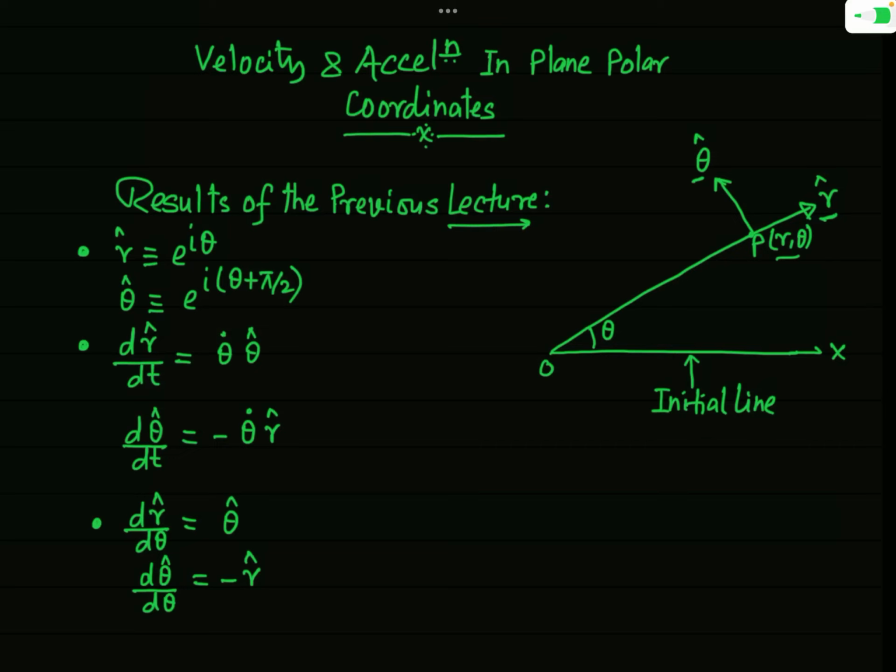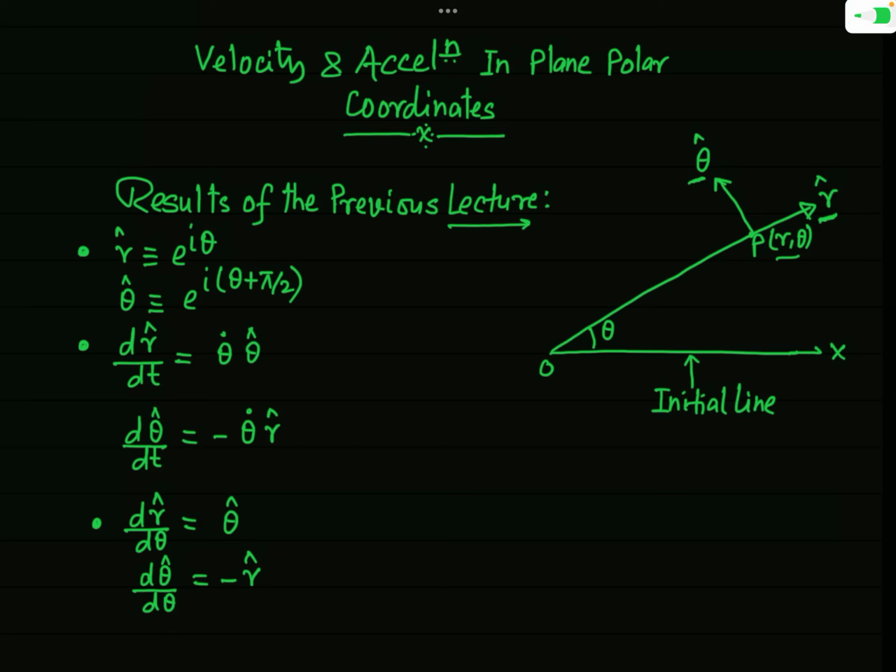So there is a need of knowing what the unit vectors in plane polar coordinate system will be, and what their derivatives with respect to time and with respect to theta will be. Apart from that, we also need the expression for velocity and acceleration of a particle moving in a plane, in plane polar coordinate system. So in the previous lecture, we dealt with the concept of the unit vectors used in plane polar coordinate system. You have seen there are two unit vectors: the radial unit vector, denoted by the symbol r hat, and the transverse unit vector, which I have denoted by the symbol theta hat.